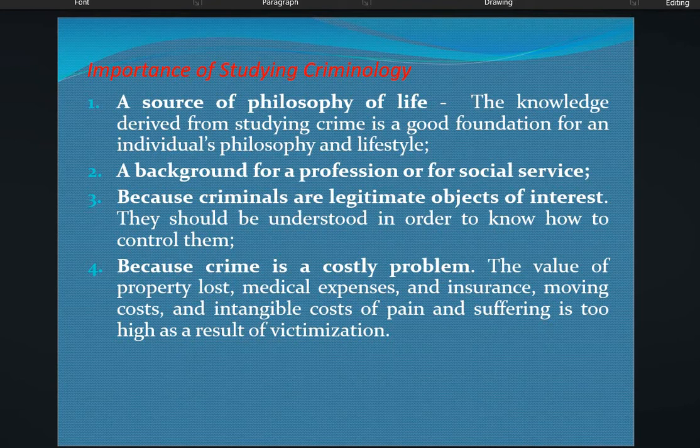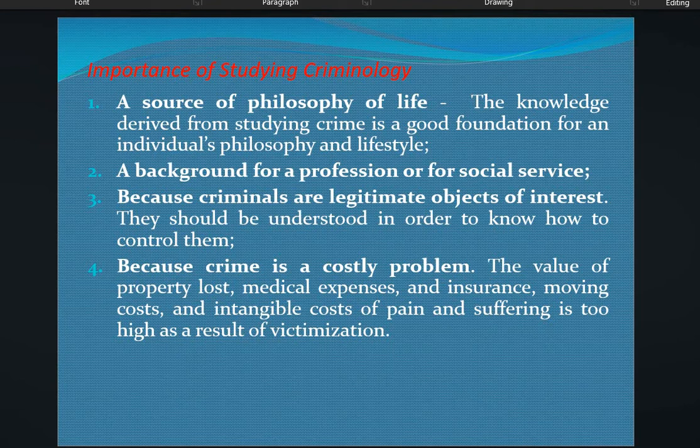Number two, a background for a profession or for social service. So, number one, yung part lang siya ng interest mo. For the number two, gusto mo siyang maging profession. Kaya nga gusto mo or nangarap ka na maging registered criminologist.